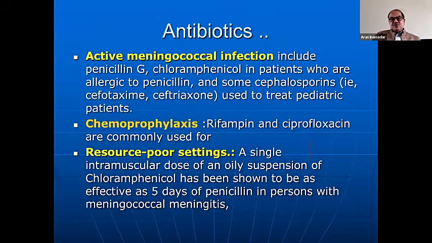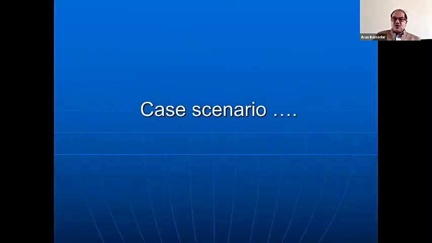And then one more point which we should know, actually pediatricians will know better. Whenever there is an acute meningococcal infection, the antibiotics should include penicillin G, chloramphenicol in patients who are allergic to penicillin, and some cephalosporins. There is also chemoprophylaxis for the people surrounding them. Rifampicin and ciprofloxacin are commonly used for prevention of meningococcemia. And in research settings, a single intramuscular dose of an oily suspension of chloramphenicol has been shown to be as effective as 5 days of penicillin in persons with meningococcal meningitis. Anyway, this is just for knowledge, how antibiotics are used in meningococcemia.